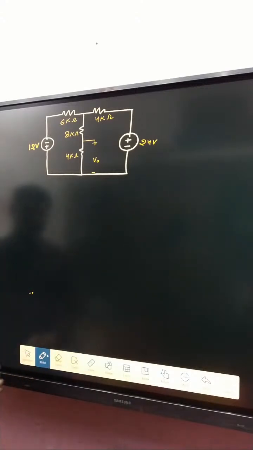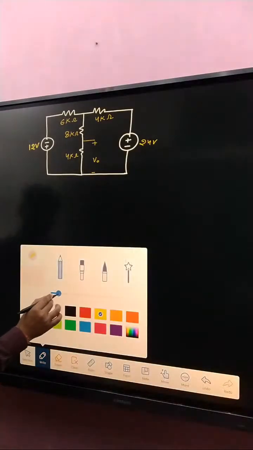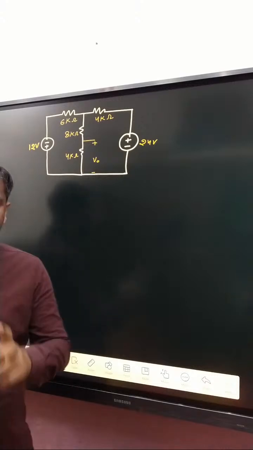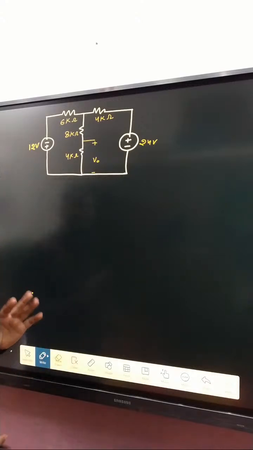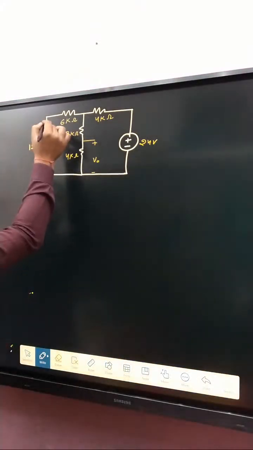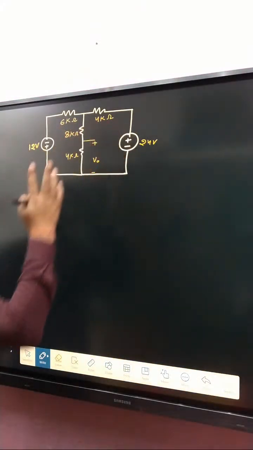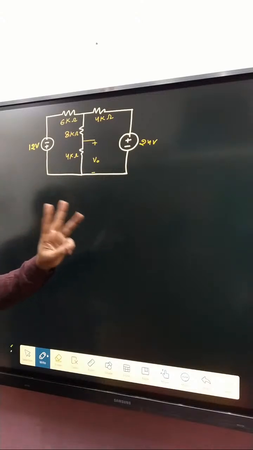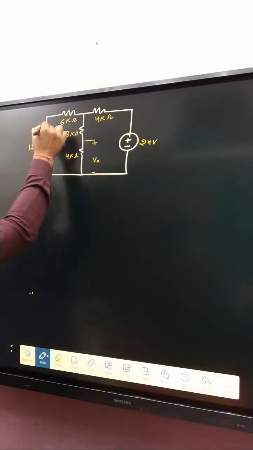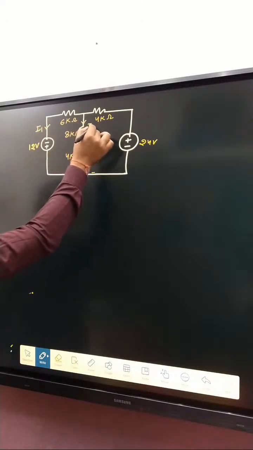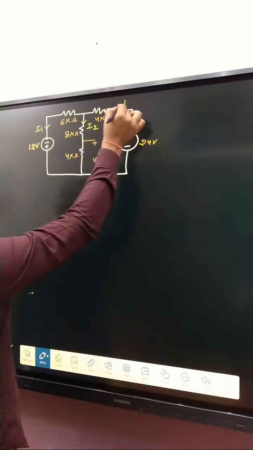First of all, very simple. Nodal analysis says always first decide the branch currents. The total number of branches is 3, so the number of currents is 3. That one is I1, in this branch I2, and that branch I3.